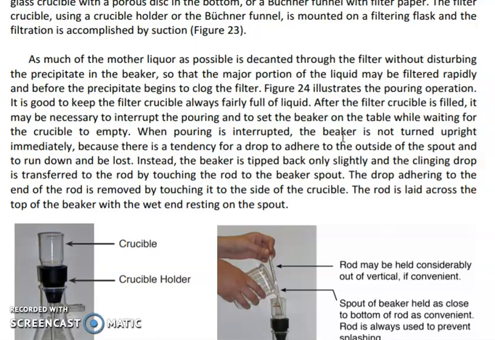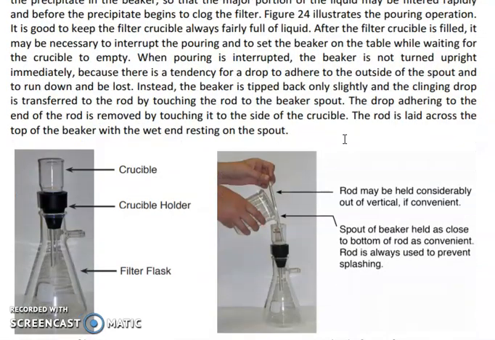Instead, the beaker is tipped back only slightly and the clinging drop is transferred to the rod by touching the rod to the beaker spout. The drop adhering to the end of the rod is removed by touching it to the side of the crucible, and the rod is laid across the top of the beaker, resting on the spout. Means what? You can see for understanding now.